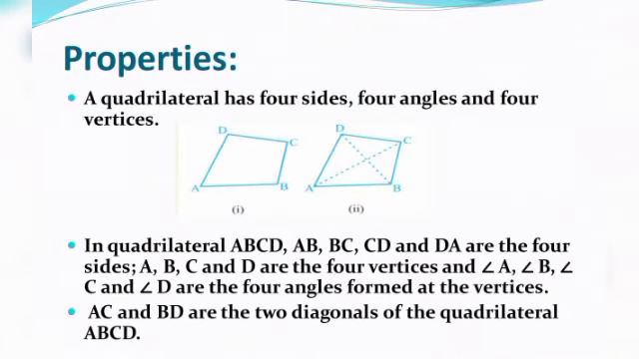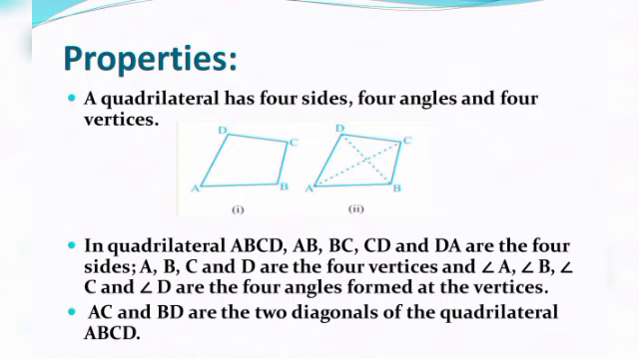And then comes properties of quadrilaterals. What are the properties of quadrilaterals? Now look at the figure. A quadrilateral has 4 sides, 4 angles and 4 vertices, right? Yes. In quadrilateral ABCD, AB, BC, CD and DA are the 4 sides. A, B, C and D are the 4 vertices. And angle A, angle B, angle C and angle D are the 4 angles formed at the vertices.